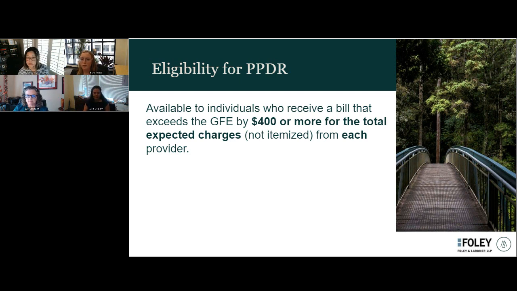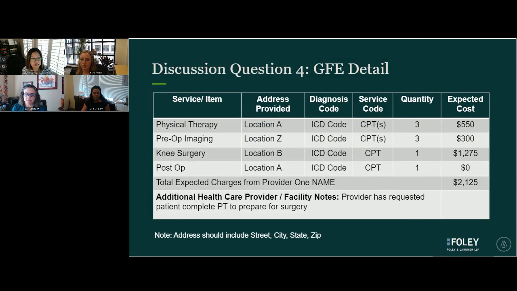And so what is eligible for the patient-provider dispute resolution? This is between the patient and the provider, not to be confused with any of the different dispute resolutions between the plans and the providers. This is focused on the patient and the good faith estimate. So this is eligible to individuals who receive a bill that exceeds the good faith estimate by $400 or more for the total expected charges. This is not itemized, this is bottom line, and it's for each provider. And so next we'll show an example of what one looks like, and I'll pass it over to Lori to describe it.